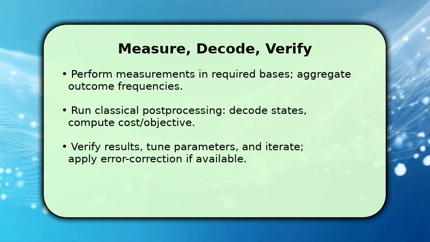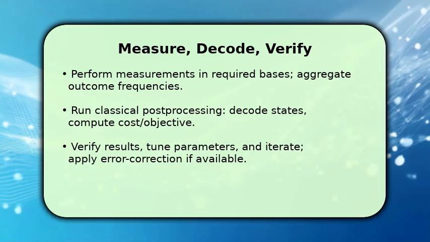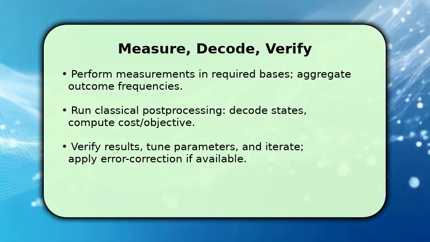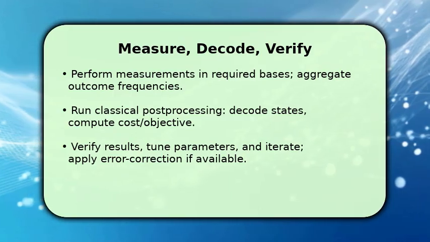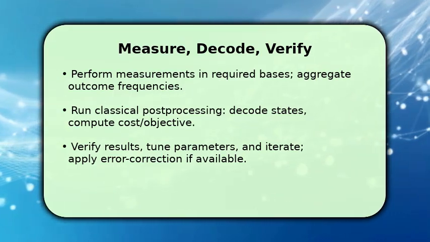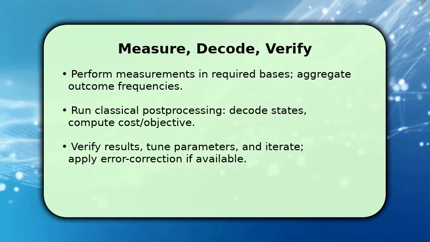Verify results against small-scale exact solutions or statistical consistency checks, and use those diagnostics to update variational parameters or circuit structure. If results diverge, recalibrate, increase shots, or enable stronger error mitigation. As a troubleshooting tip, rerun failing circuits with randomized compilation.